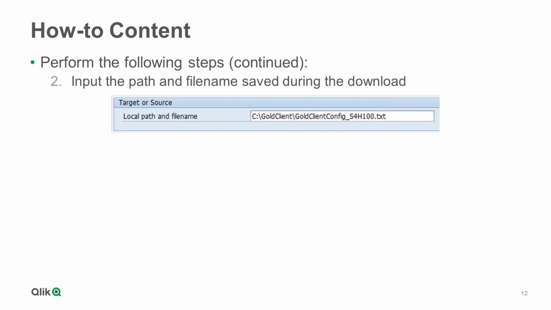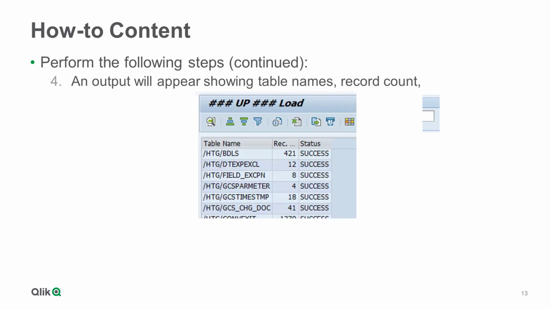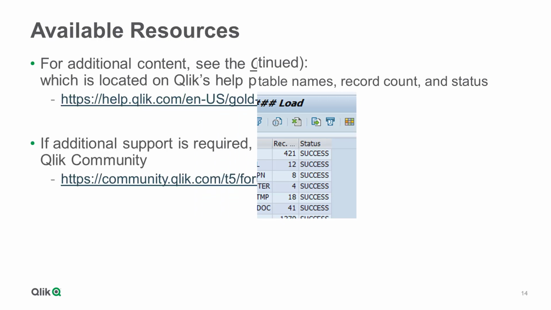Input the respective path and file name that was saved during the download. Click the Execute button to initiate the upload. This process should last no more than a minute. When done, an output will appear showing the table names, record counts, and statuses. At this point, the config has either been copied successfully into another environment or has been restored accordingly.